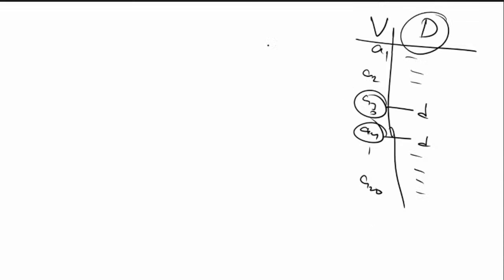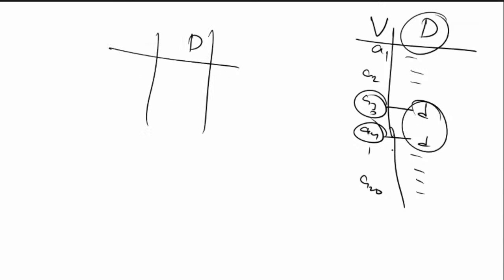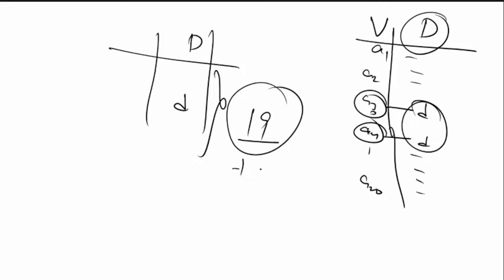Now if you project this D, then what will happen? If you project this D, you can see that because of these two vertices, only one tuple will come. So maximum, how many tuples can you get? You can get 19 tuples. This is the maximum number of tuples you can get.